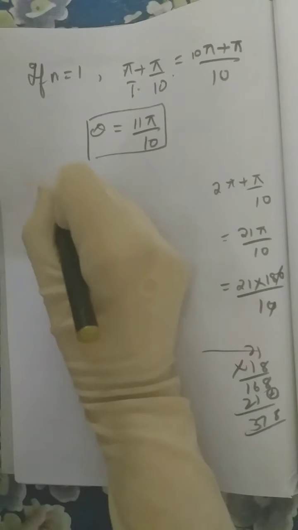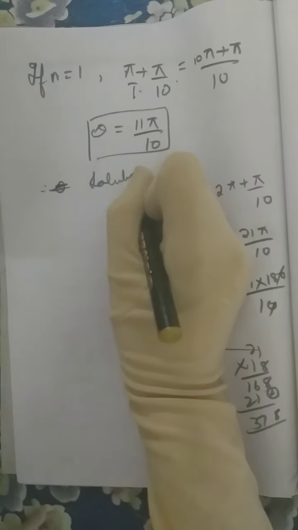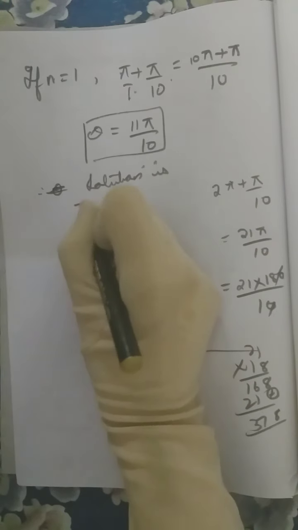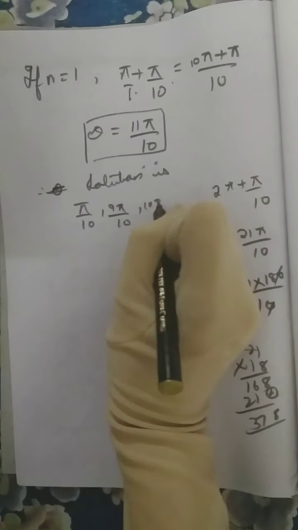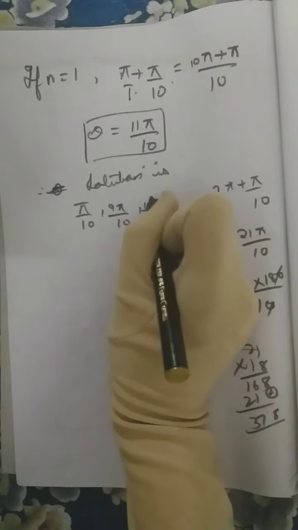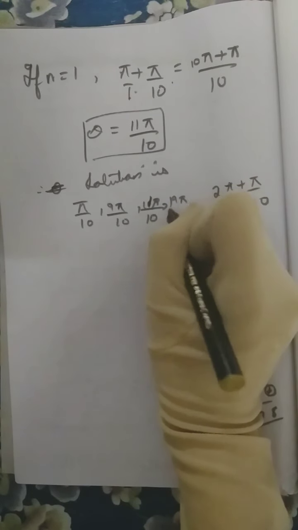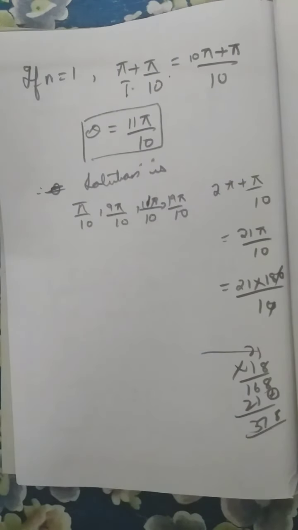Now, whatever theta values I got, I will write here as the solution. The solution is pi by 10, 9 pi by 10, 11 pi by 10, and 19 pi by 10. I am writing these values in increasing order. Now coming to the second bit.